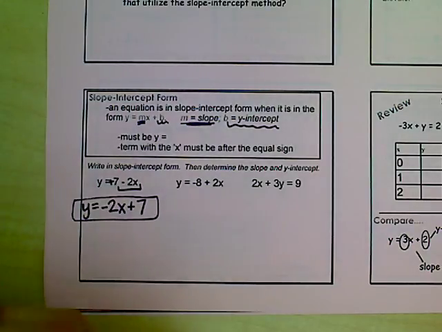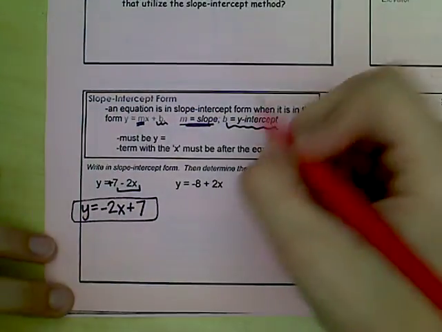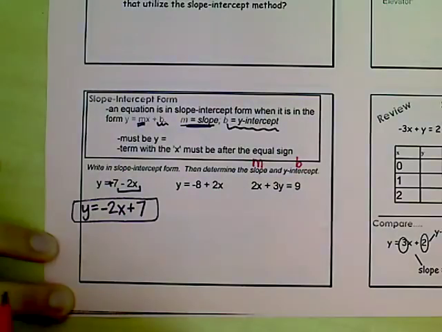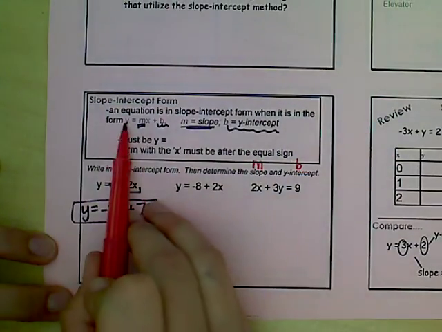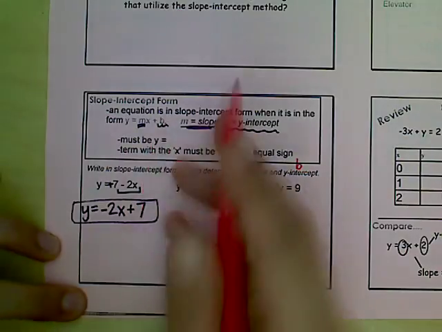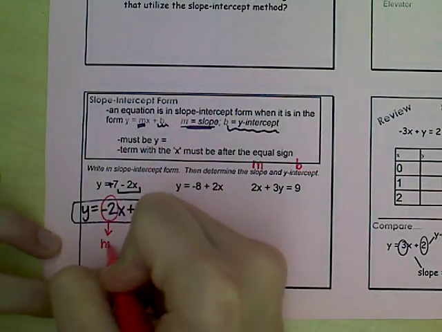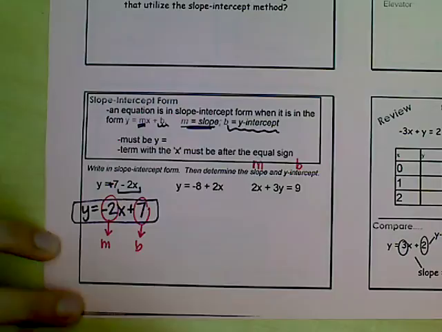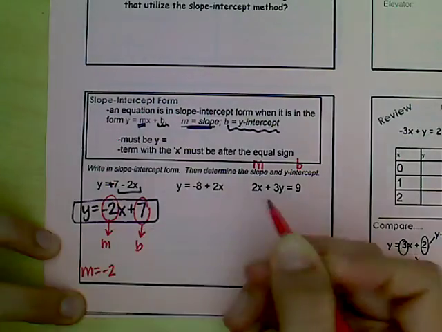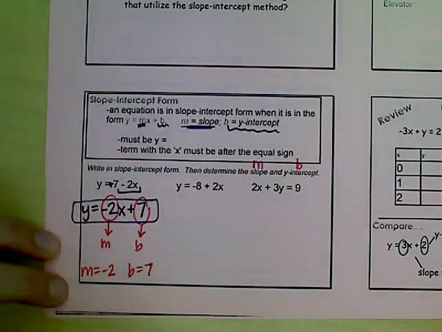Now I need to find my slope and y-intercept. Remember, my slope is m, my y-intercept is b. So if my formula is y equals mx plus b, negative 2 is my m, 7 is my b. So I'm just going to go ahead and rewrite that. M is negative 2. B is 7.